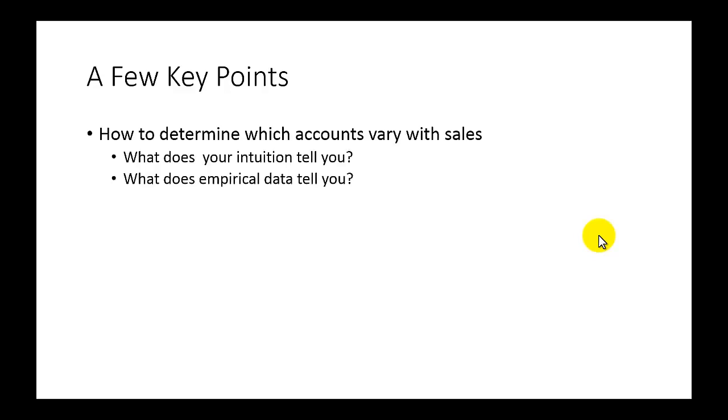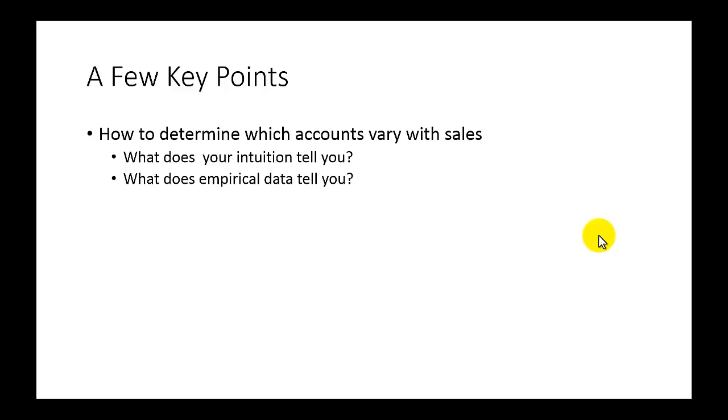All right, let me make a few key points, then I want to walk you through a real-world example of percentage of sales forecasting. First key point, how to determine which accounts vary with sales. A lot of people get really worked up. They start looking at balance sheets and income statements, and they're just not sure whether or not this particular line item varies proportional to sales. Well, I would say first off, what does your intuition tell you? When you look at a specific line item, does your intuition tell you that this is something that should vary with sales, or that it might not vary with sales?